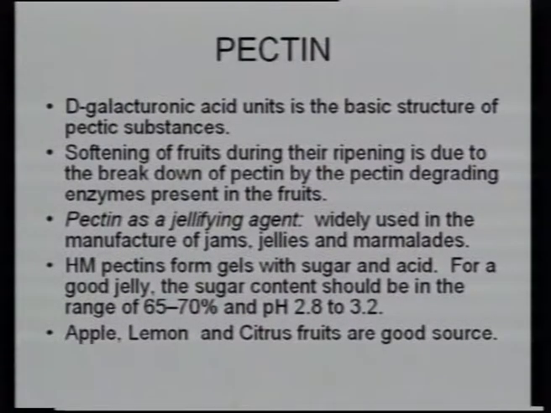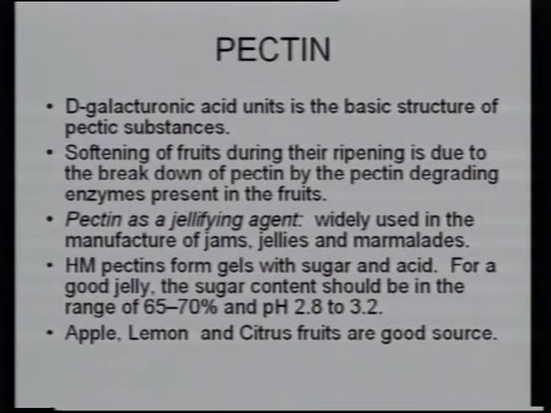It is galacturonic acid. Now it undergoes changes during ripening. The change in the texture and the change in the taste of the fruit during ripening is because of this. What we call softening of fruit is taking place because of the breakdown of the pectin. Now this also plays an important role in gelling.